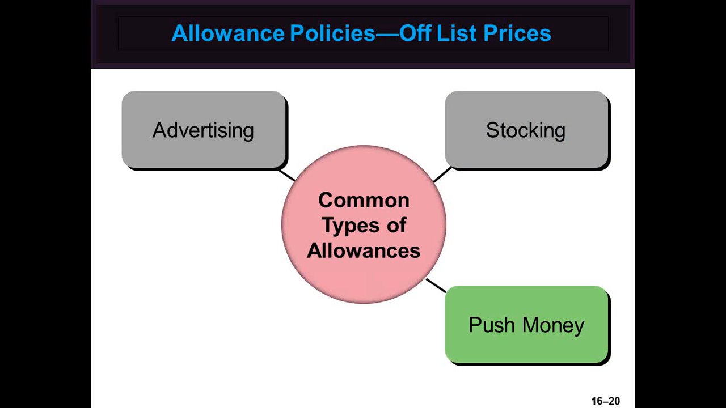Manufacturers or wholesalers give push money allowances to retailers to be used as incentives for their sales clerks to aggressively push the targeted items. Trade-in allowances are when the customer receives a price reduction for used products when similar new products are bought.